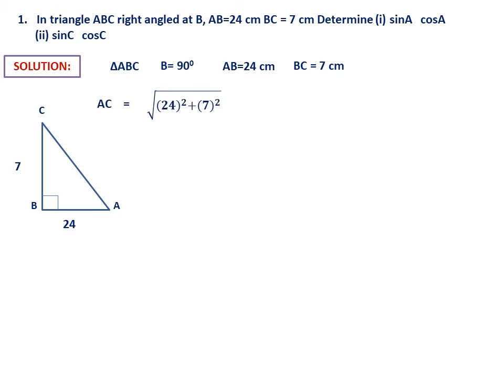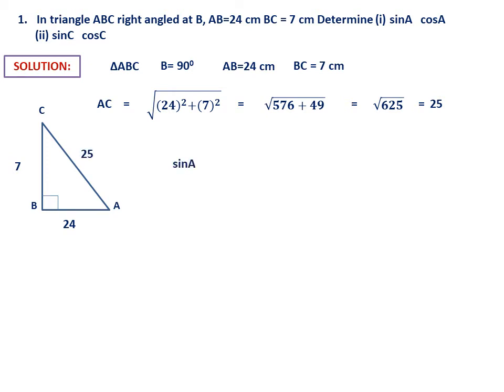Now AC, using Pythagoras theorem, will be equal to, it is the hypotenuse, square root of BA square, that is 24 square, plus BC square, that is 7 square. So simplify this one. 24 square is 576 and 7 square is 49. So simplifying we get 625, which is a perfect square. Therefore it is 25. So the hypotenuse is 25.